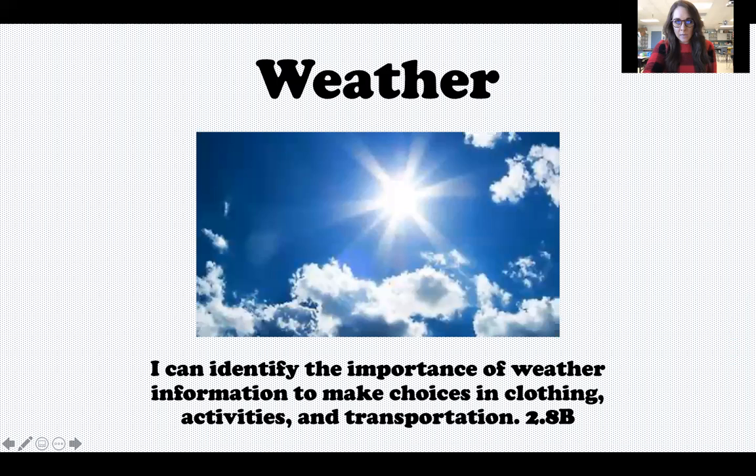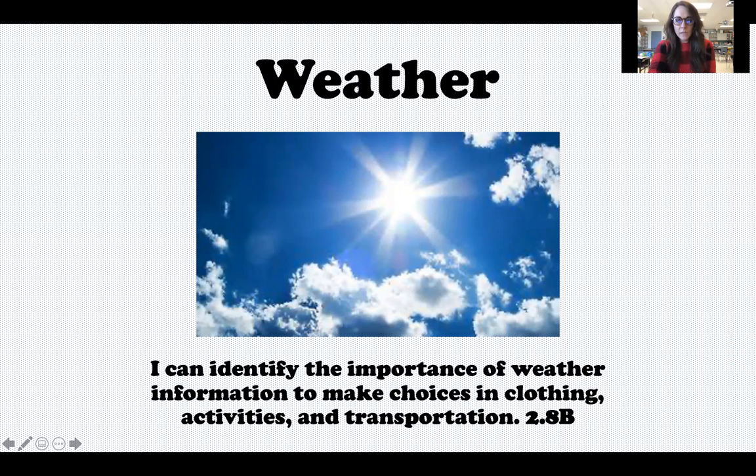The past couple weeks, we have been talking about natural resources. We're going to be moving on and talking about weather today. We're just going to kind of touch on weather today. We're not really going to get deep into weather until after we get back from the break, but we'll go ahead and start on it today.